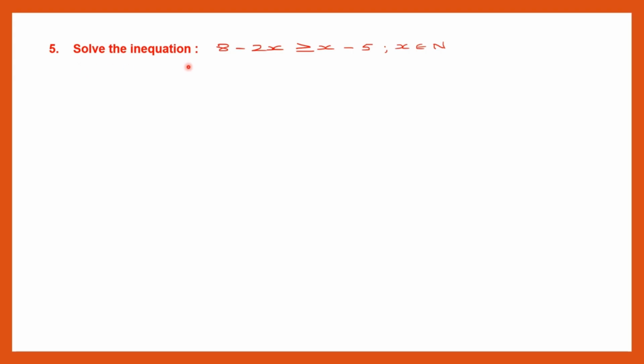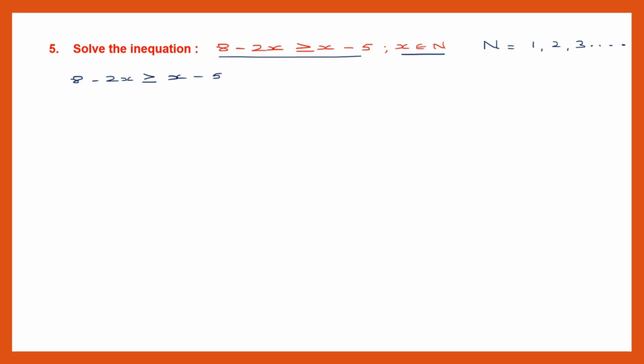Question 5: solve the inequality 8 minus 2x is greater than or equal to x minus 5, and x belongs to natural numbers. So natural numbers are all numbers that start from 1: 1, 2, 3 and so on. Now let's solve this part. So let's write that 8 minus 2x is greater than or equal to x minus 5.